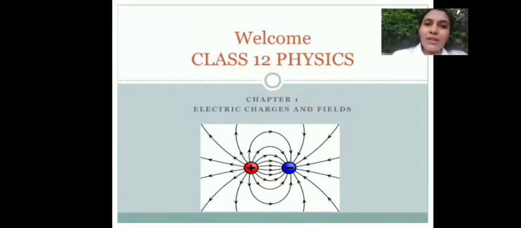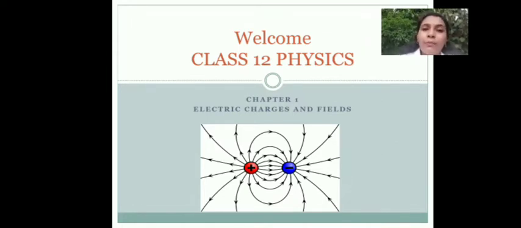Children, Gauss's law states that the total electric flux over a closed surface is equal to 1 by epsilon naught times the net charge enclosed by that surface. The necessary condition in order to apply Gauss's law is that the surface under consideration must be a closed one, such as a sphere or cylinder. It is also one of the four Maxwell's equations, and this law forms the basis of classical electrodynamics.